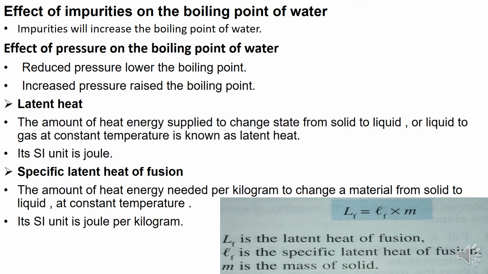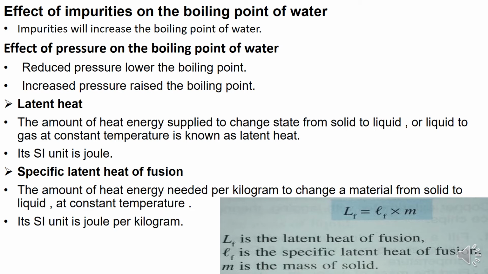Even if you are making tea, you can check this. If you add sugar and everything before putting the water onto the stove, it will take a long time to boil. But if you are boiling fresh water, it will take very little time. The boiling point of fresh water is 100 degrees Celsius, but as the amount of impurity increases, the boiling point of the water or the substance also increases.